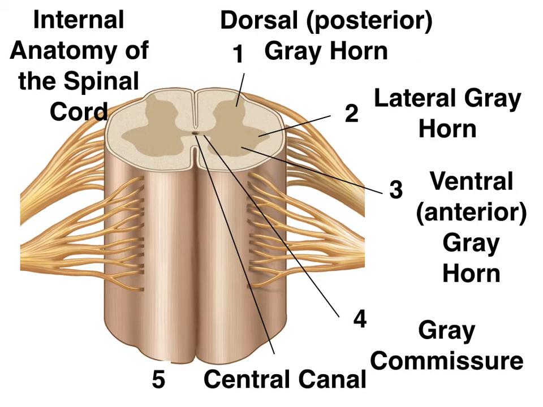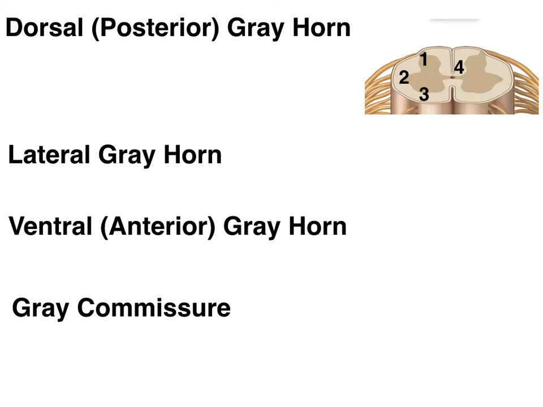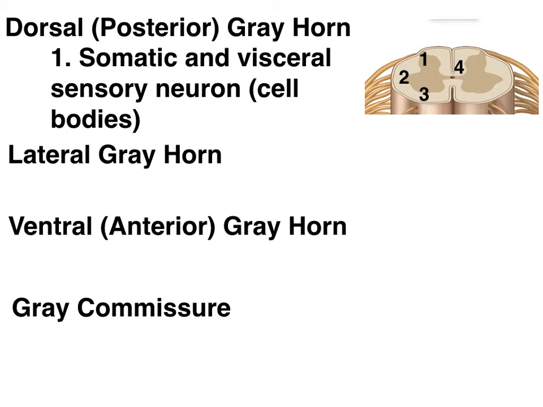So each of these structures that are part of the gray matter present inside of the spinal cord is made up of a different type of neuron or unmyelinated axon. In the case of the dorsal gray horn, it's made up of sensory neuron cell bodies. In this case, the dorsal gray horns are made up of somatic and visceral sensory neurons. So we think of the posterior, the back horns, as collecting information into the spinal cord.